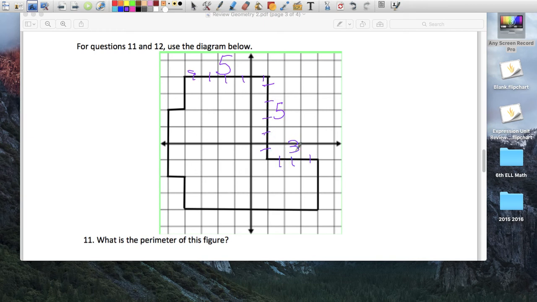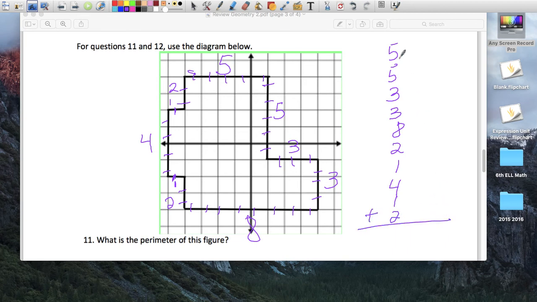1, 2, 3. So this is 3. 1, 2, 3. This is also 3. 1, 2, 3, 4, 5, 6, 7, 8. That's an 8. 1, 2. That's a 2. Don't forget this one, that's a 1. This is 1, 2, 3, 4. This little thing is a 1, and this is a 2. Wow, there's a lot of numbers here. So 5 plus 5 plus 3 plus this 3 plus the 8 plus the 2 plus the 1 plus the 4 and then plus this 1 and plus the 2 plus the 1 plus the 2.